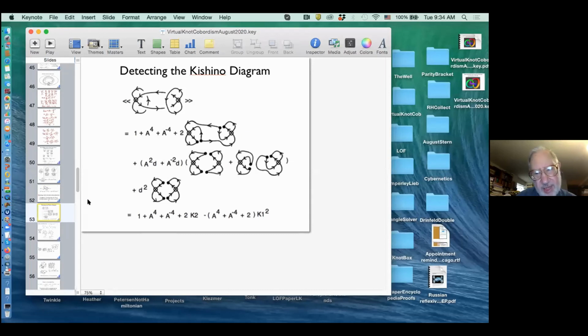It's interesting to see how these funny cuspy zigzagging things occur when you expand somebody. The Kishino is detected by the arrow polynomial. We already proved it was detected by the parity bracket, but this is a separate method.